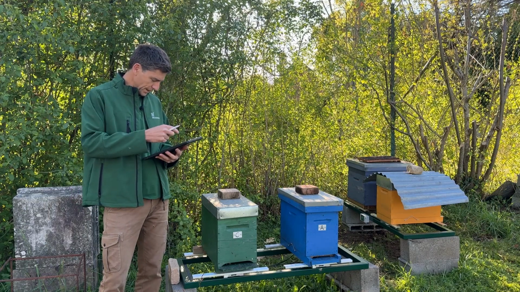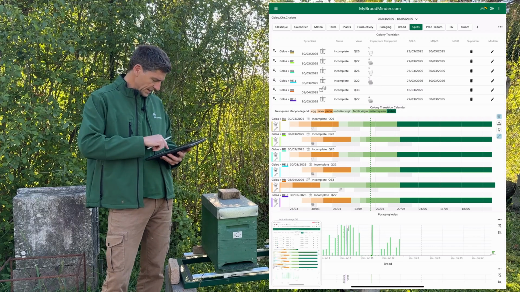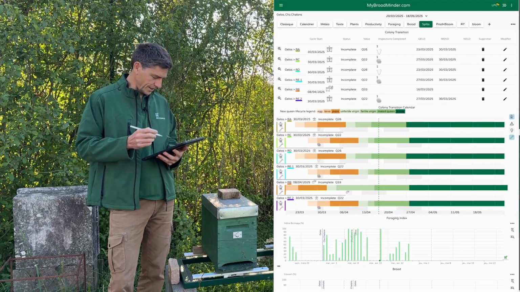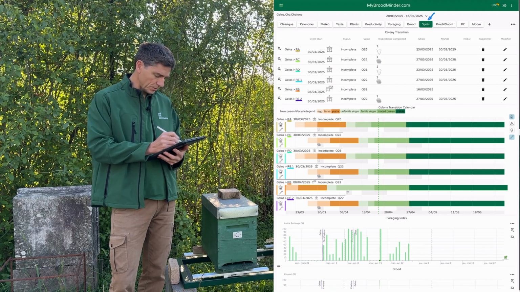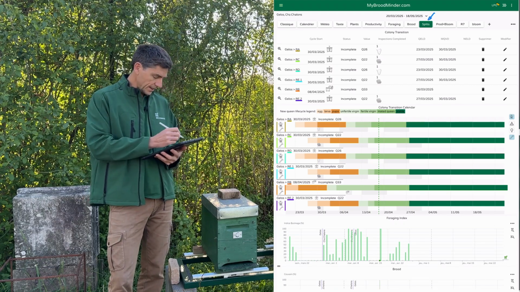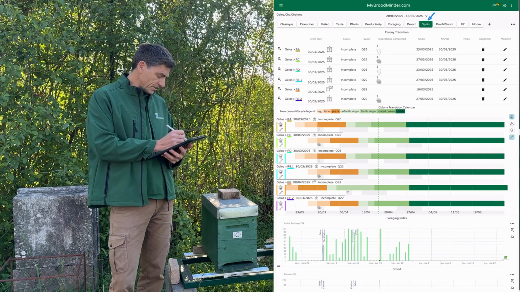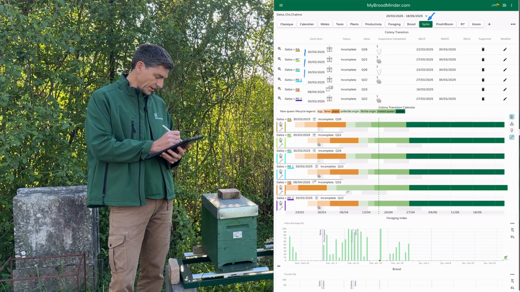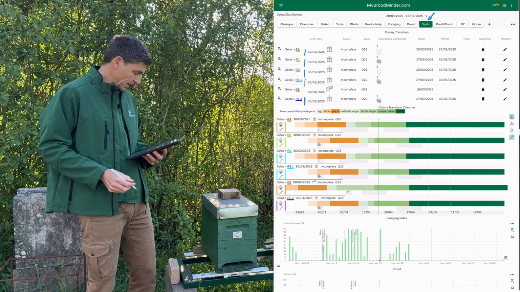So the first thing I will do is take a screen capture so I can write on it. So here I have a specific tab which is called splits, and I have all my colonies. I did a split on the 30th of March. Okay, this one, and that one were splits.